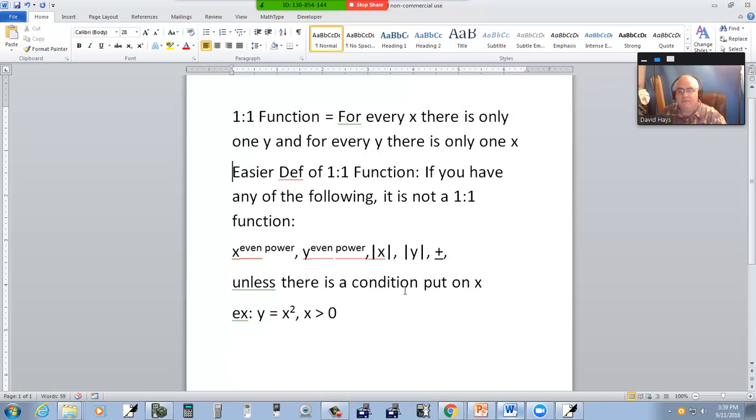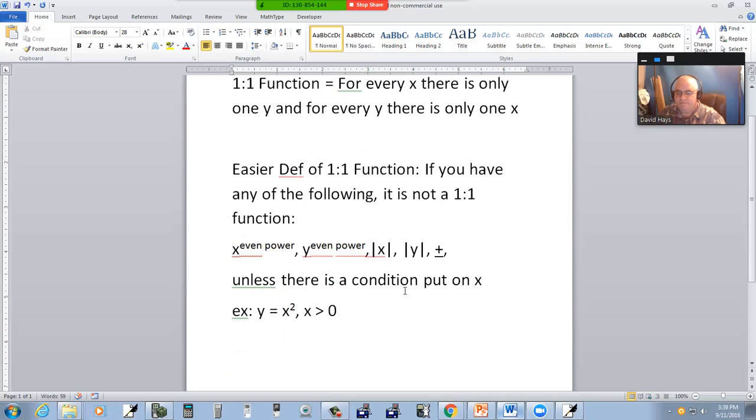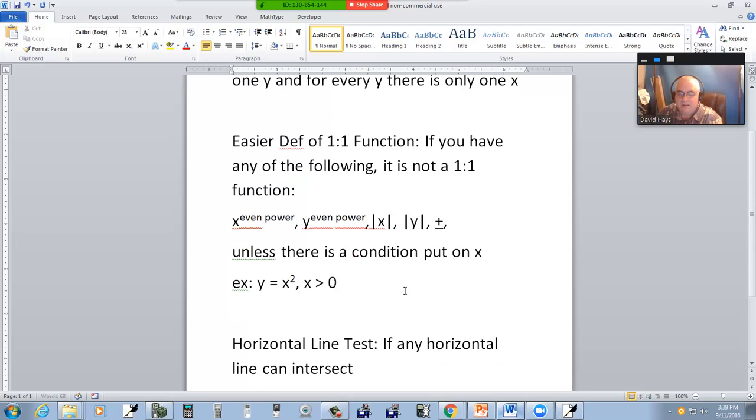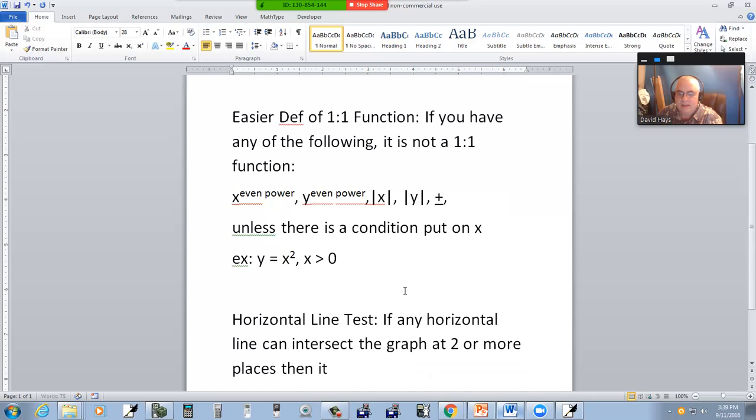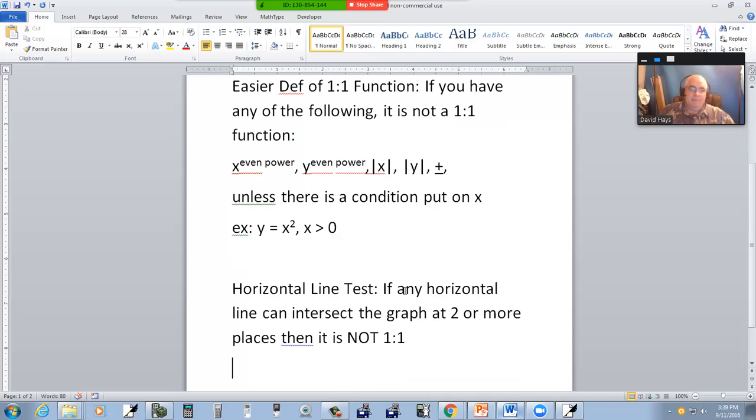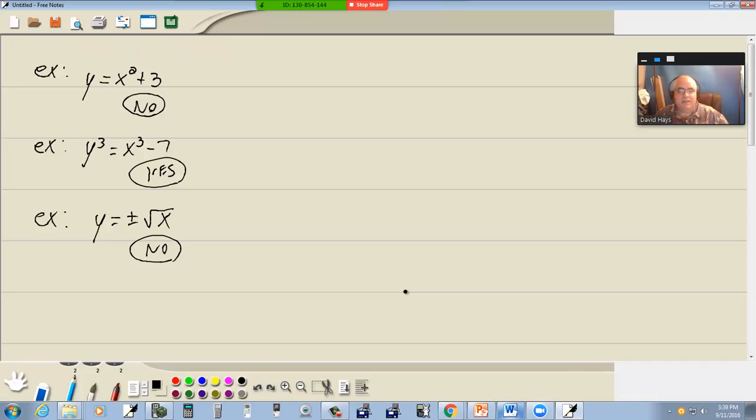Now we also have a graphical way to determine if something's one-to-one. We had the vertical line test that told us about whether something's a function or not. And we got a horizontal line test that says if any horizontal line can intersect the graph at 2 or more places, then it is not one-to-one. It might still be a function, but it's not one-to-one. An example of that.